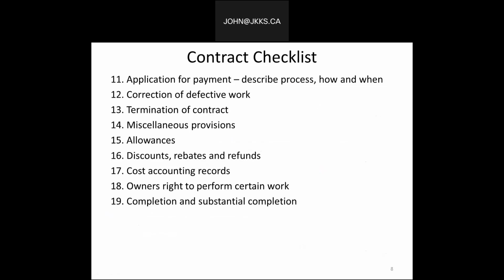Continuing on, the application for payment, we need to describe the process, how and when, the correction of any defective work. What about termination of the contract? Miscellaneous provisions, are there any miscellaneous provisions or allowances? Will there be discounts, rebates, or refunds? And cost accounting records, how are the cost accounting and the financial management for the project being handled? And what about the owner's right to perform certain types of work, or the completion and substantial completion? What is required in order to move on and turn over the building to the owners?